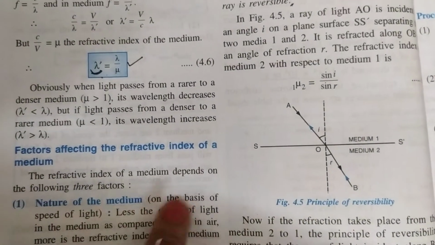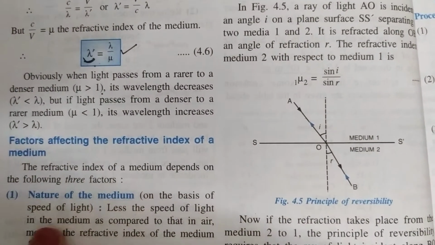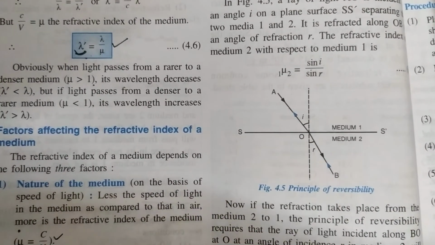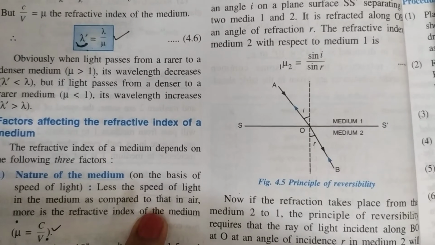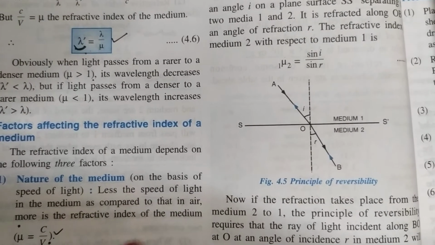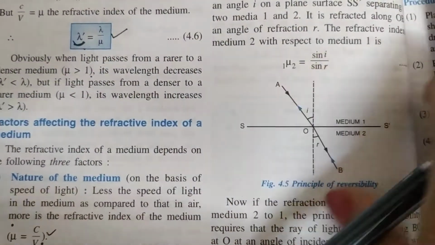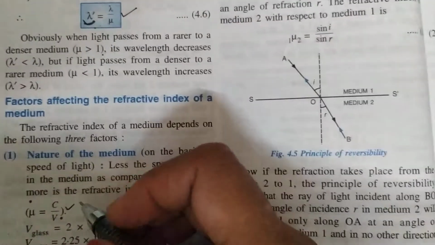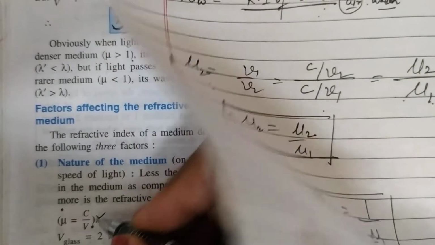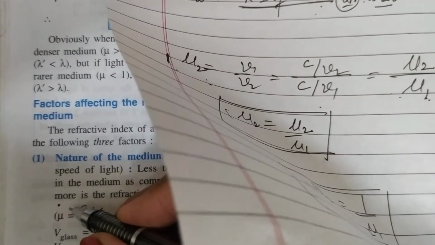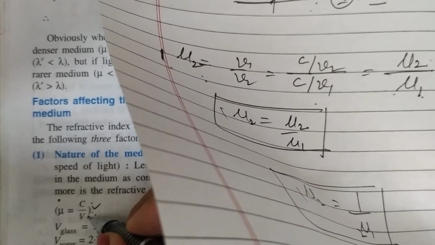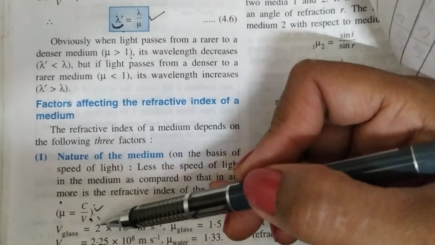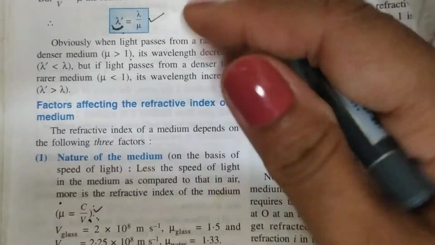Then come the factors on which refractive index depends. Number 1, nature of the medium. Refractive index is more where the speed of light decreases. So the lesser the speed of light, the more will be the refractive index. This can be followed from this relation. If the speed of light in air is a constant, mu is inversely related to the velocity of light in that medium. So the less the velocity, the more will be mu, and the more the velocity, the less will be the mu of the medium.